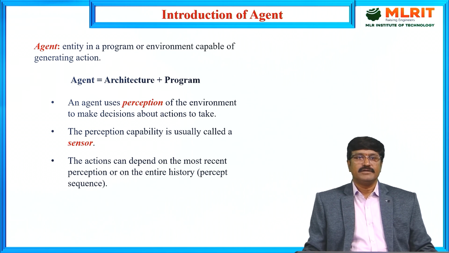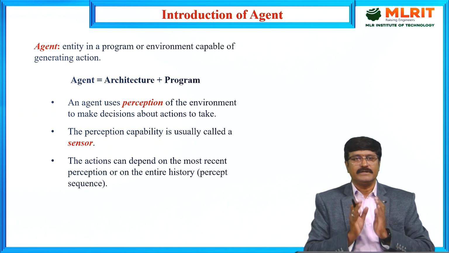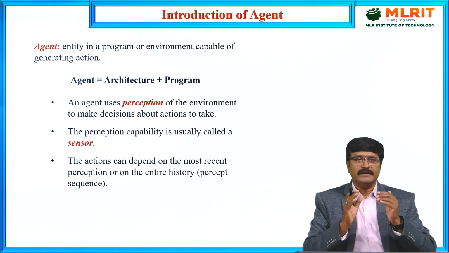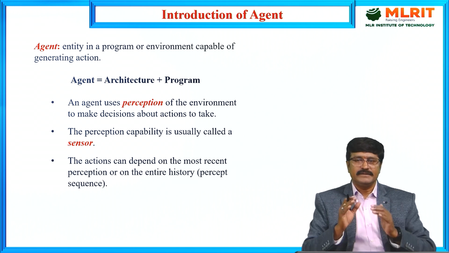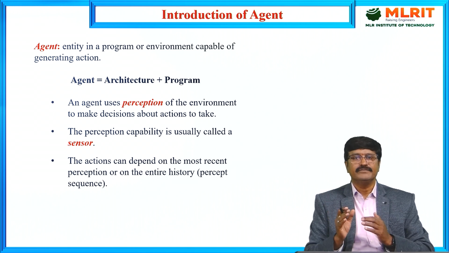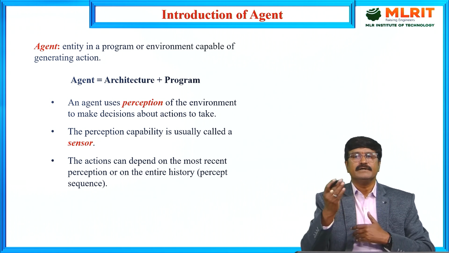Coming to the introduction of an agent. An agent is an entity. It is a program or a system or a machine designed to take decisions and take actions on the environment. It is capable of generating actions on the environment. Generally, artificial intelligence is composed of an agent and its environment. An agent is nothing but architecture plus program. Agent architecture is the machine or system or device, plus the program. So both combined execute the function.